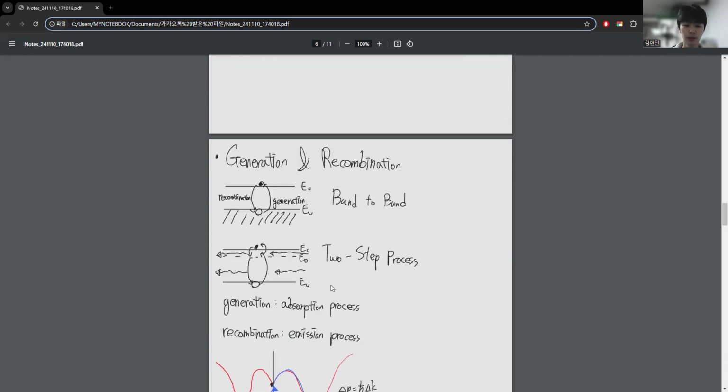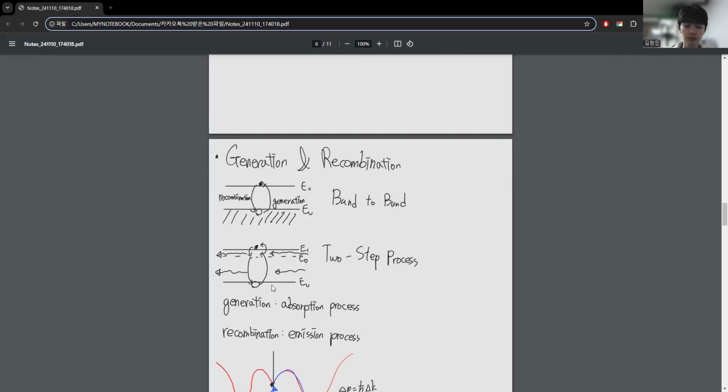But in an extrinsic semiconductor there is a donor state and an acceptor state. So an electron in the valence band moves to the donor state, and from the donor state the electron moves to the conduction band. So this is a two-step process.